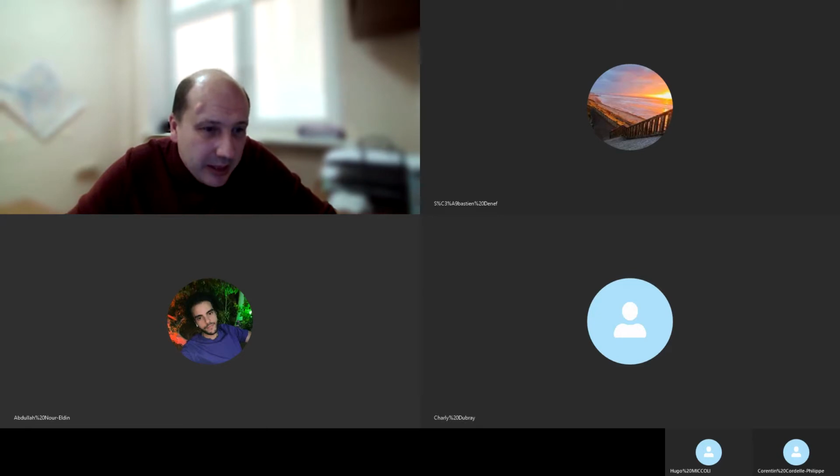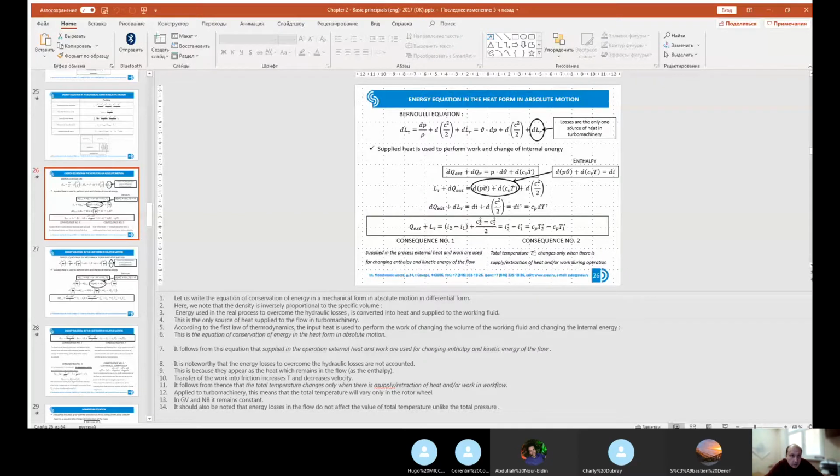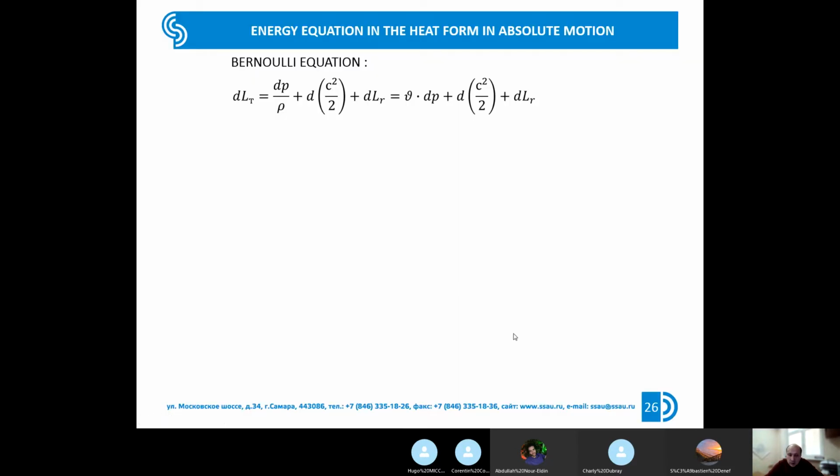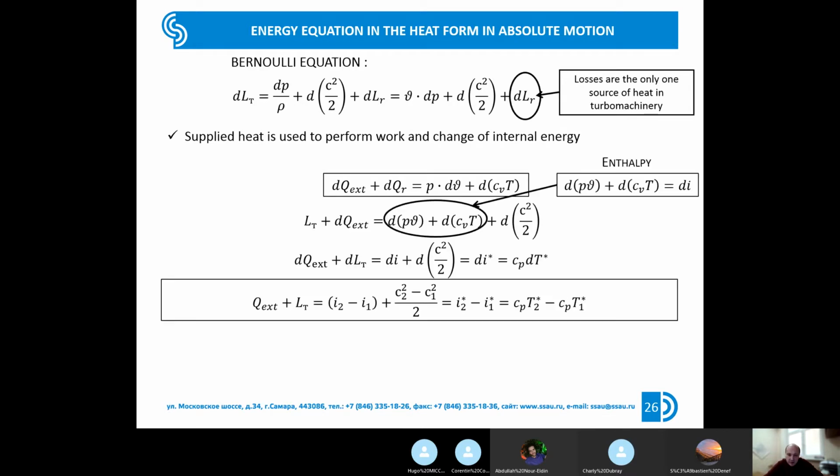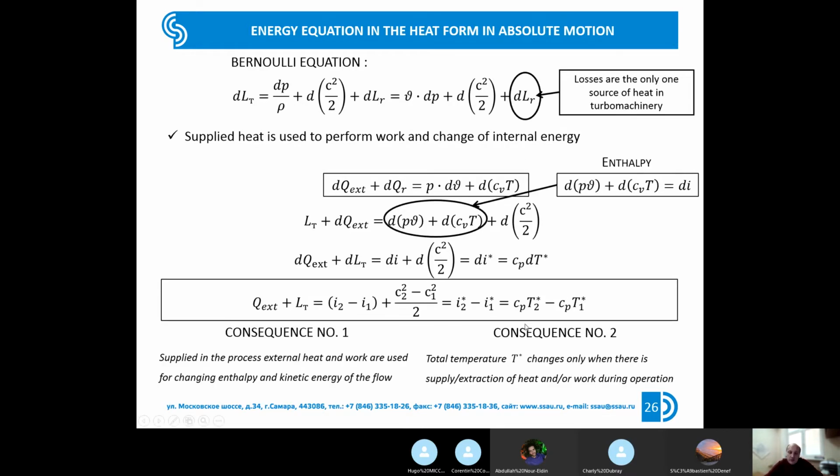So at the last time we stopped at the energy equation in heat form in absolute motion. At last time we found the energy equation in heat form in absolute motion. It's only a brief refresh of information for you.